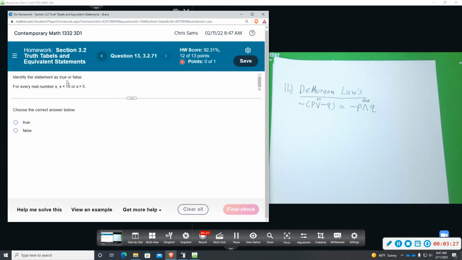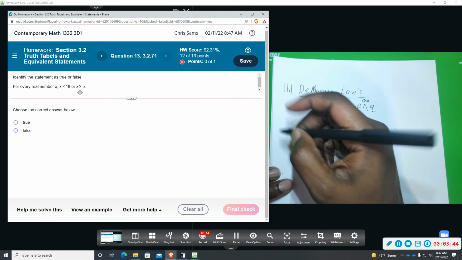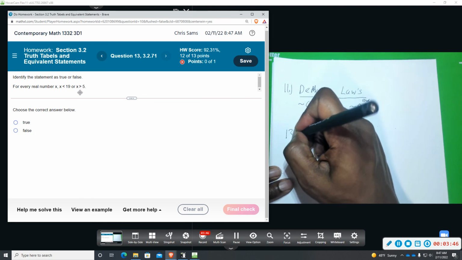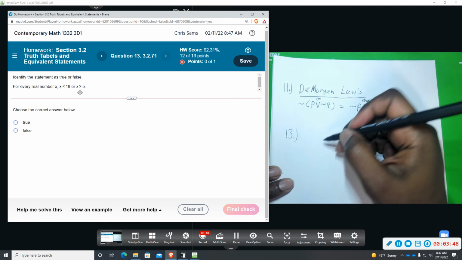And so we're going to do our last one. This one wants to identify the statement as true or false. So for every real number x, x is less than 19 or greater than 5. Is this true or false? Okay, so what you really need to do for this one is you have to visualize what's going on. Or you can just pick some numbers and see if they work.